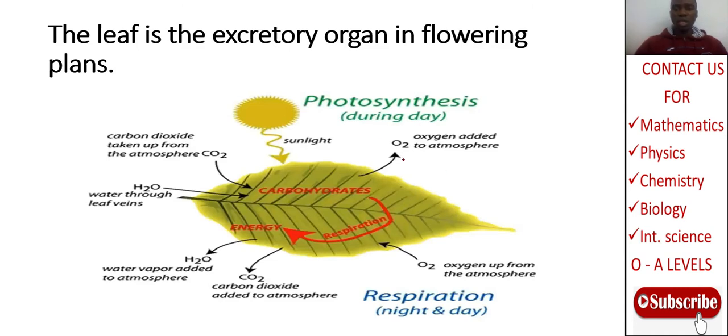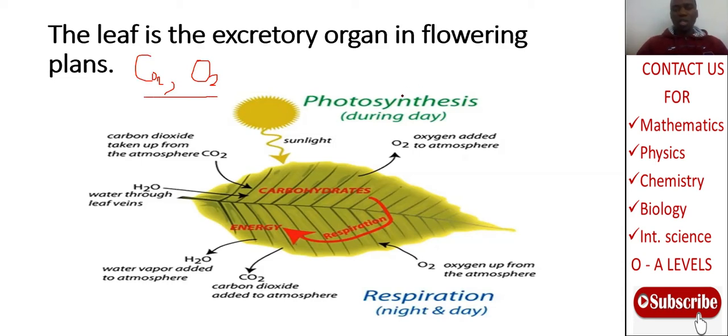Okay, so let's look at the leaf here. Now we are asking, what does the leaf excrete? The plant produces two excretory products. Number one, it produces carbon dioxide during respiration. Then it also produces oxygen during photosynthesis. So these are the two excretory products that are produced from the plant.